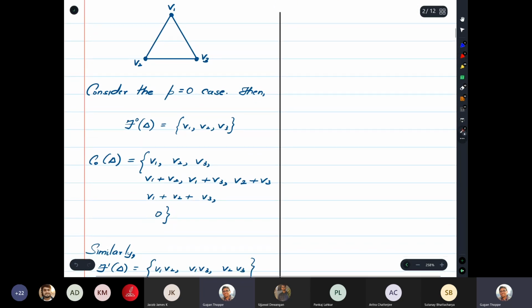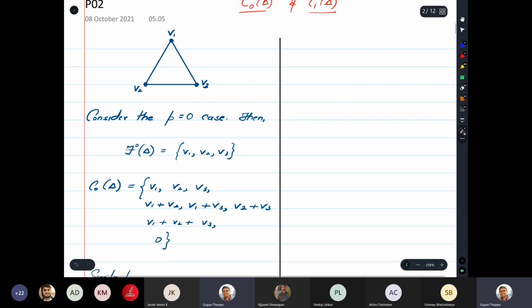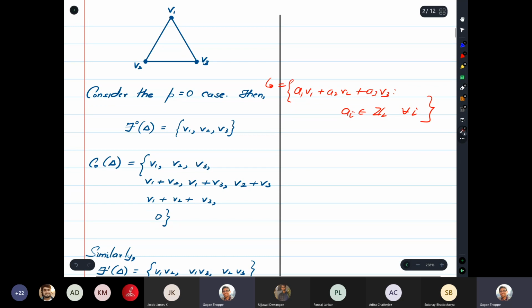What is C0 of delta? In order to construct C0 of delta, first let's look at this calligraphic F0 of delta. This is the collection of all zero-dimensional faces in this simplicial complex. I hope you agree these are V1, V2, and V3. So what is C0 of delta? Well, C0 of delta is A1 V1 plus A2 V2 plus A3 V3 such that AI belongs to Z2 for all I. This is what your C0 is. So you have to look at all such formal sums.